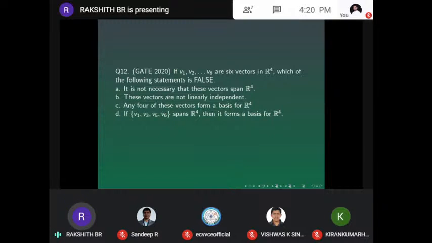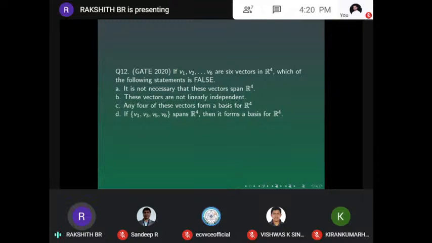Hence the first statement is correct. That means it is not necessary that these vectors span R4. Fine. So now just come to the second statement. These vectors are not linearly independent.